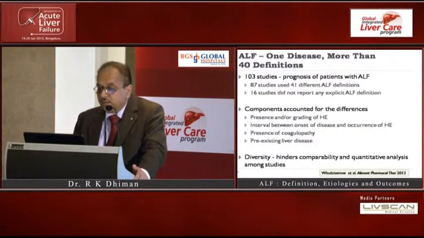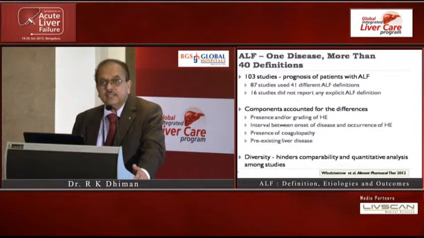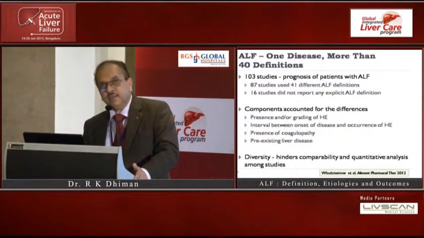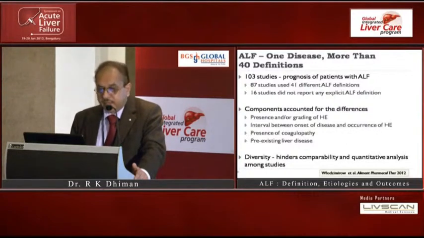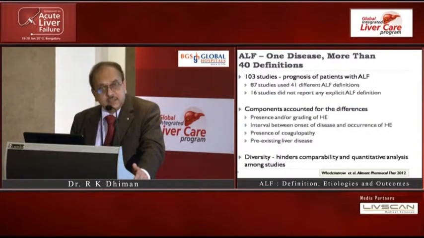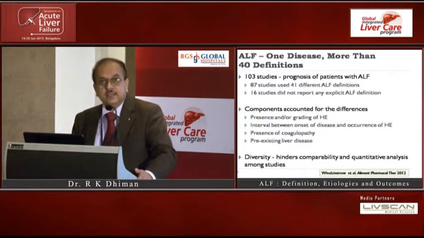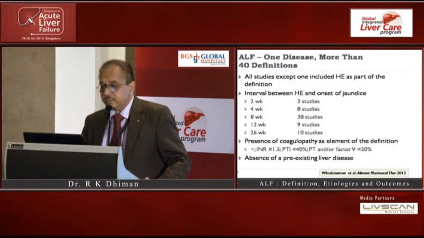The components accounting for the differences in these studies are the presence and grading of hepatic encephalopathy. Most studies say any grade of encephalopathy is fine, but 17 studies say more than grade 2, or grade 3 and 4, like that. Other differences are the interval between the onset of the disease and the occurrence of hepatic encephalopathy, the presence of coagulopathy, and pre-existing liver disease. The effect of this diversity is that it hinders comparability and quantitative analysis among these studies. That is the main problem.